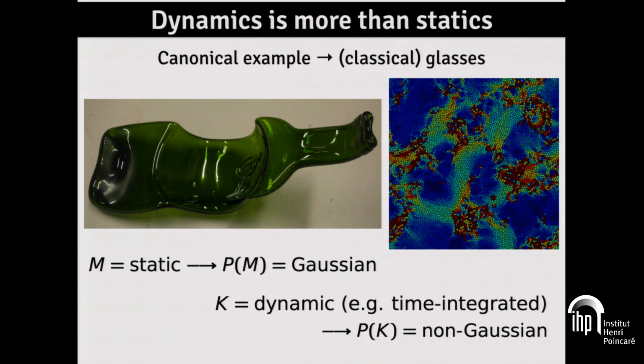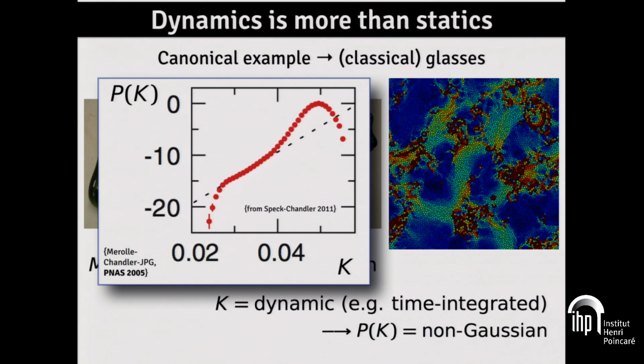They are non-Gaussian, and typically they have fat tails. They have pronounced large deviations. So these large deviations are dynamical. They're not static. Static is boring. Dynamics is interesting, strongly correlated, fluctuating, and these fluctuations can only be seen if one considers statistics of dynamic observables, time-integrated observables.